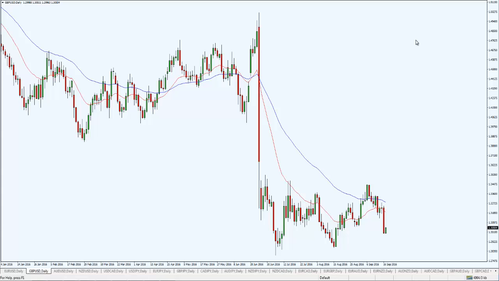Okie dokie. So what you're seeing right now is the chart of the cable, the daily time frame. Cable is known as the pound dollar. Pound dollar is known as cable. They basically refer to the same currency pair. This was a setup that I mentioned a couple of weeks back, maybe 3 weeks back. I said that I was looking to short this market. So let me walk you through why.